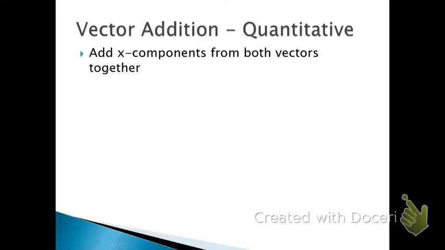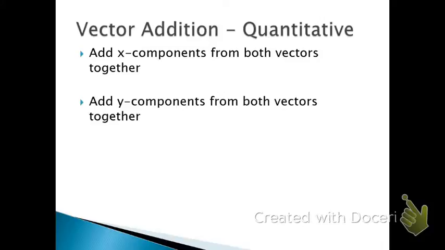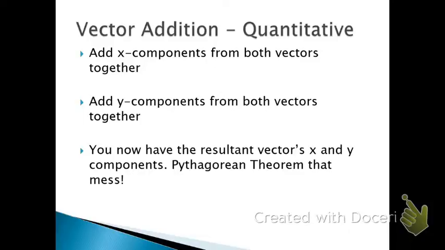Add the x components from both vectors together. Add the y components from both vectors together. And now you've got what's called the resultant. Anytime you add vectors together, their sum is called the resultant. So take the resultant vector's x and y components and Pythagorean theorem that mess.